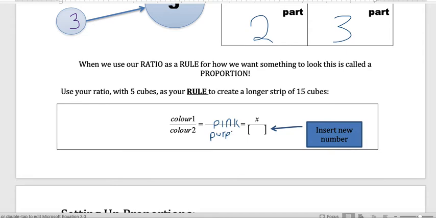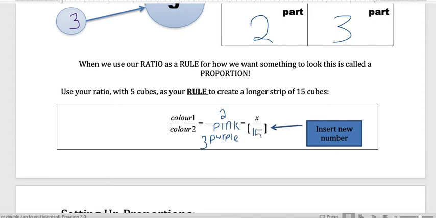I'm not sure why this keeps going down. That's so weird. Pink to purple. We had 2 pinks. We had 3 purples. So we can say we can solve a proportion in this way.